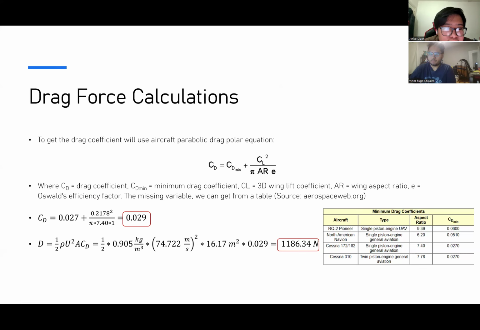With that, we've calculated our drag coefficient to be 0.029, and with that, our drag force was equivalent to 1,186.34 newtons.